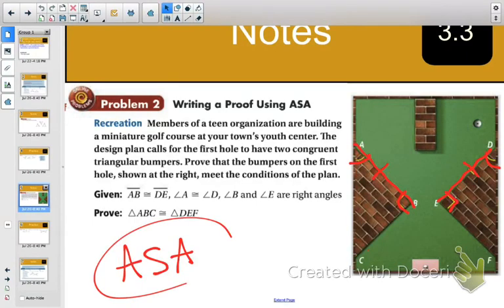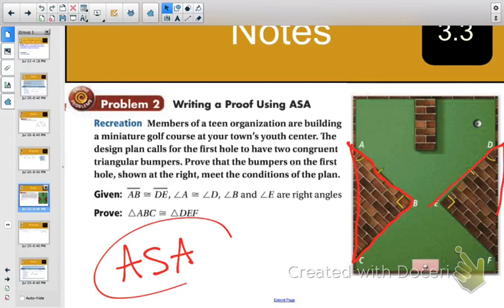Okay, I paused it on accident again. Anyway, this one says members of a teen organization are building a miniature golf course at your town's youth center. The design calls for the first hole to have congruent triangular bumpers on each side, as shown to the right. Prove the triangular bumpers are congruent for the first hole. Okay, so we're looking at these two triangles.